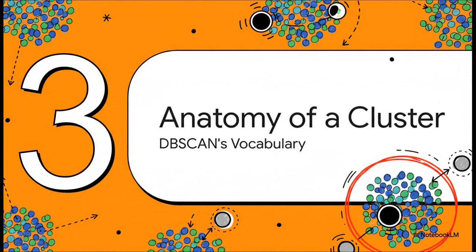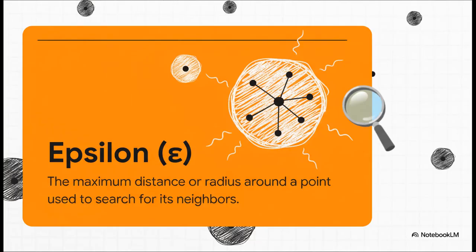Okay, so to really get how DBSCAN finds these crowds, we need to learn the lingo. This next section is all about the anatomy of a cluster. We're going to define the 3 key types of points it uses to understand the data. First up is epsilon, which you'll often see written as that Greek letter epsilon. The easiest way to think about this is like a point's personal space bubble. It's a radius we draw around every single point, and that circle defines its local neighborhood. Any other point inside that bubble, we call it a neighbor.